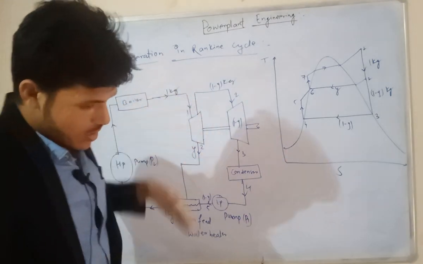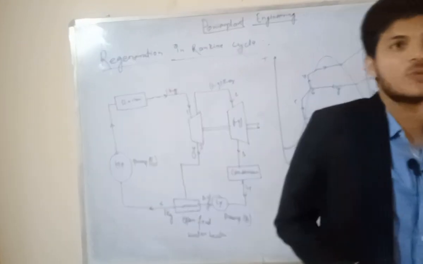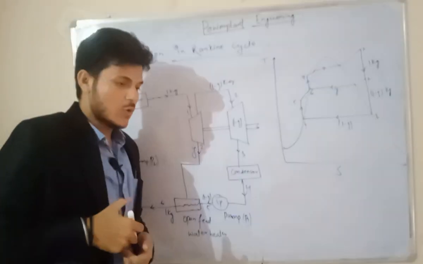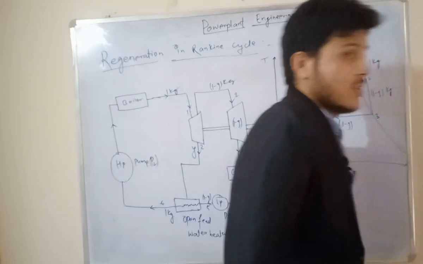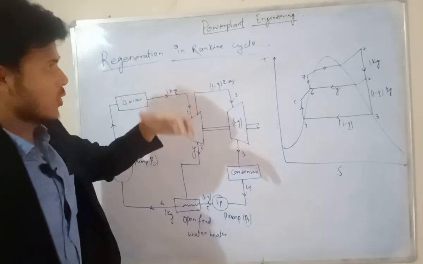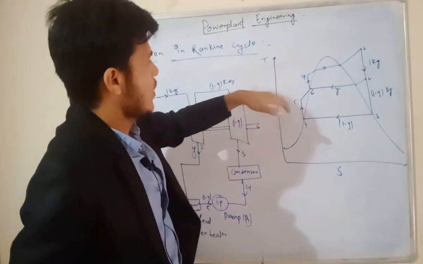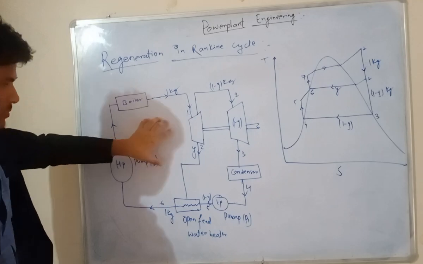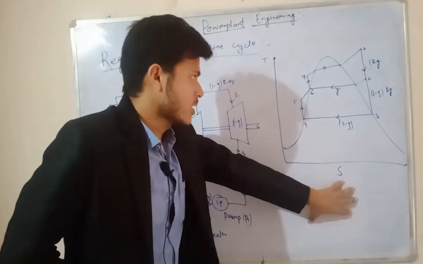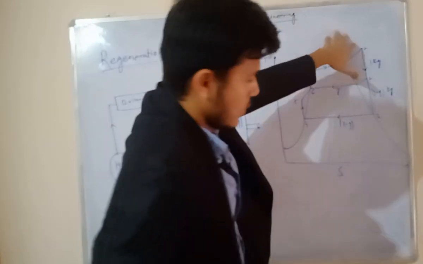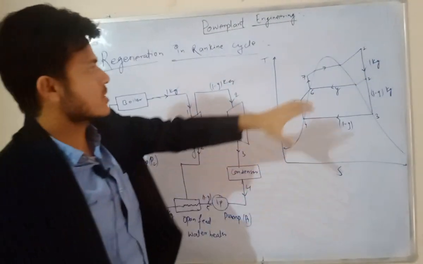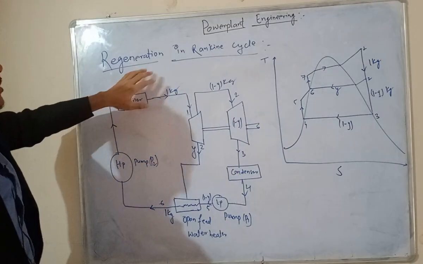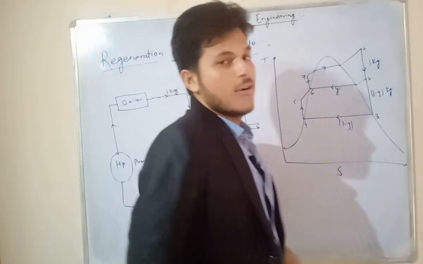Regeneration is a method to improve the performance of a Rankine cycle. How can we improve the performance and efficiency of the Rankine cycle by the regeneration process? I'm going to explain one by one through this diagram. This is our block diagram and this is our TS diagram. By observing the TS diagram, we can get everything, whatever effects occur after regeneration in a Rankine cycle.